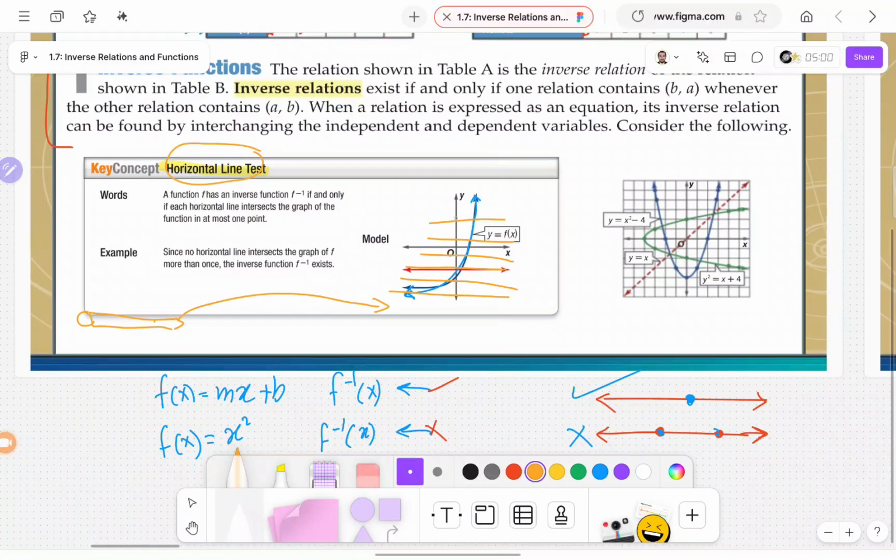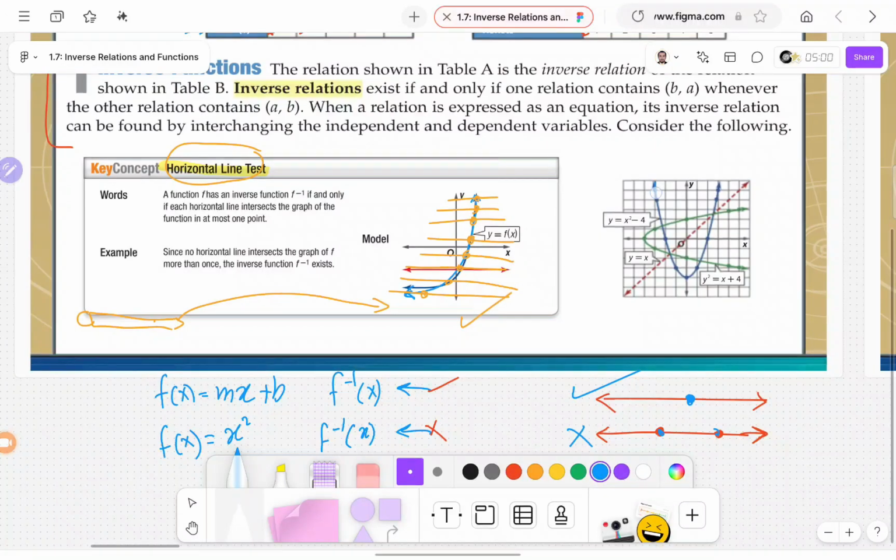Every time you're moving your pencil from down to up, you see that the line intersects only one time. Every time, it intersects only one time with the function. So this function here has an inverse. You can find the inverse.